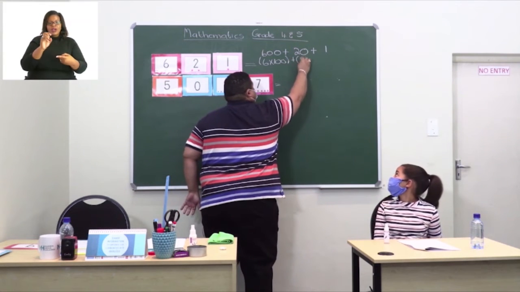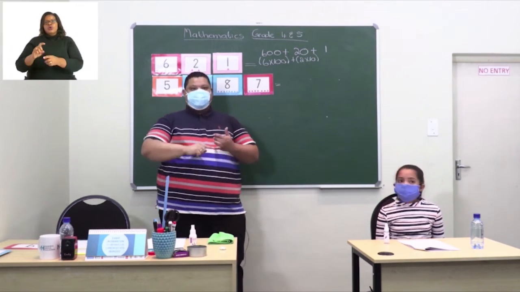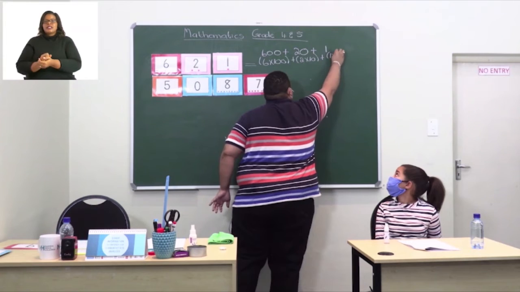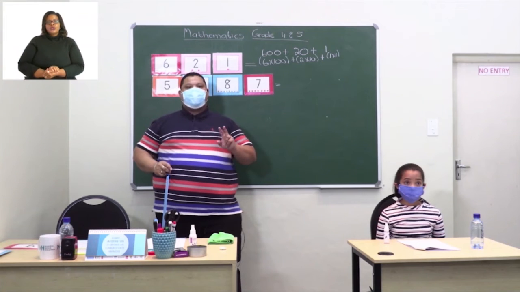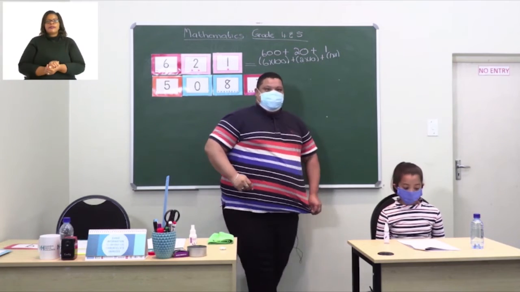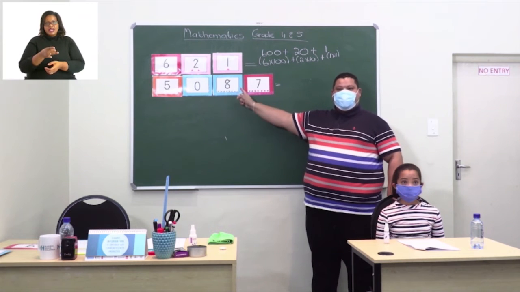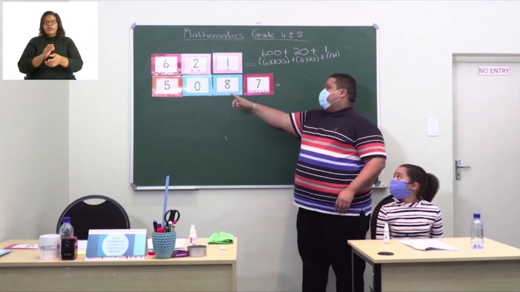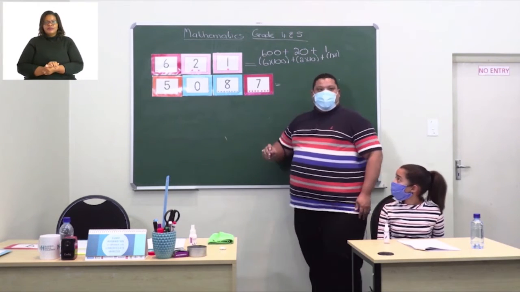Plus 2 times 10, and we know 2 times 10 equals 20, plus 1 times 1, and 1 times 1 equals 1. So that is 2 ways how we can write numbers in expanded notation. Let's try our second example. 5,087. Are you following? 5,087. Let's write it.